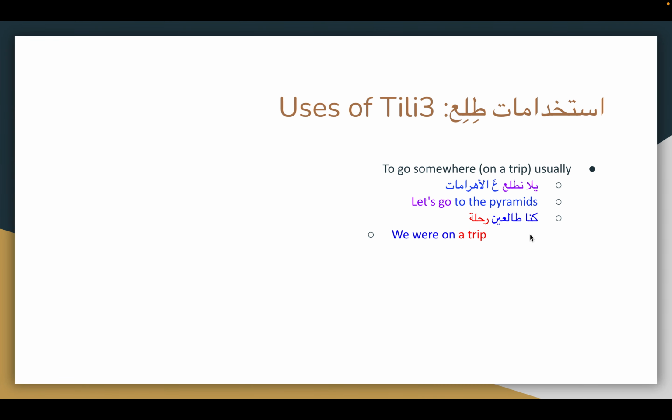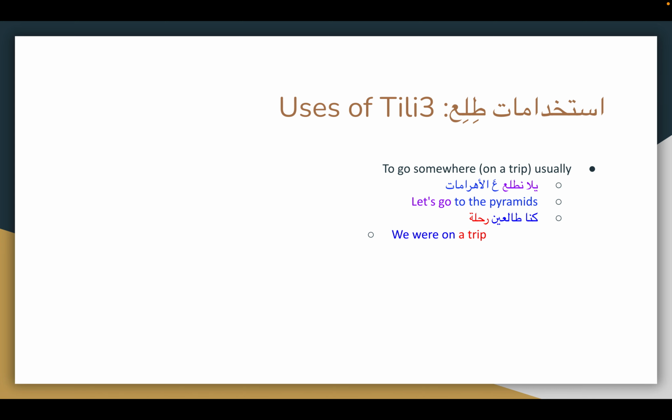We have another example. كنا طالعين رحلة. So we have كنا, we were, the نحن ماضي form of the verb كان. And we have طالعين. طالعين is the اسم فاعل of طلع, in the plural.